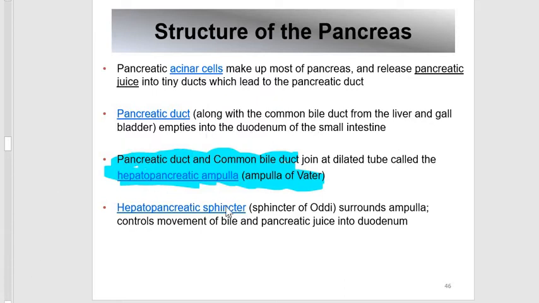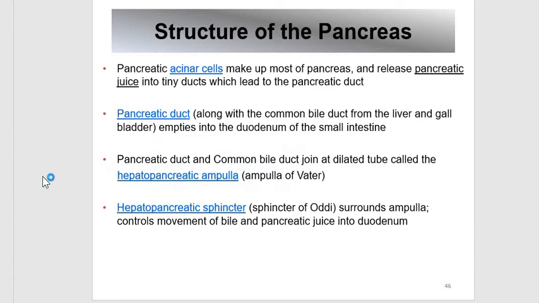And so the pancreatic duct, along with the common bile duct from the liver and gallbladder, empties into the duodenum of the small intestine. Hepatopancreatic sphincter, or as I like to call it, the sphincter of Oddi, because we love to name things 12 times in biology, right? That sphincter of Oddi is going to be right there at that ampulla of Vater. When that sphincter is relaxed, the substances are able to flow out of the ampulla of Vater into the duodenum. But when it's contracted, then that opening is pinched off, and so nothing can flow into the duodenum from those ducts.